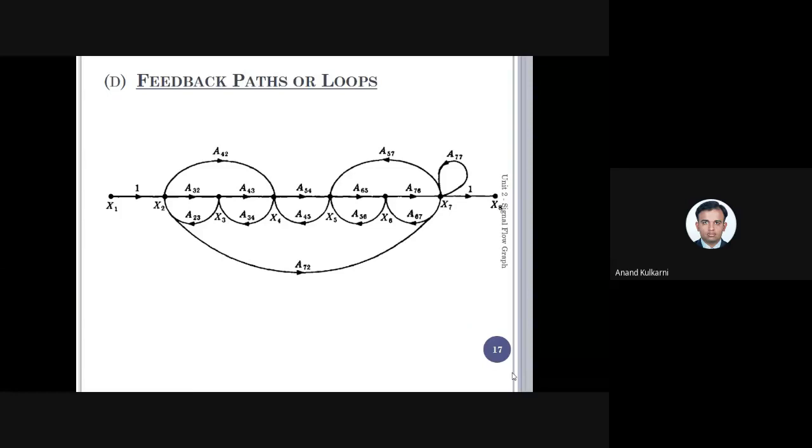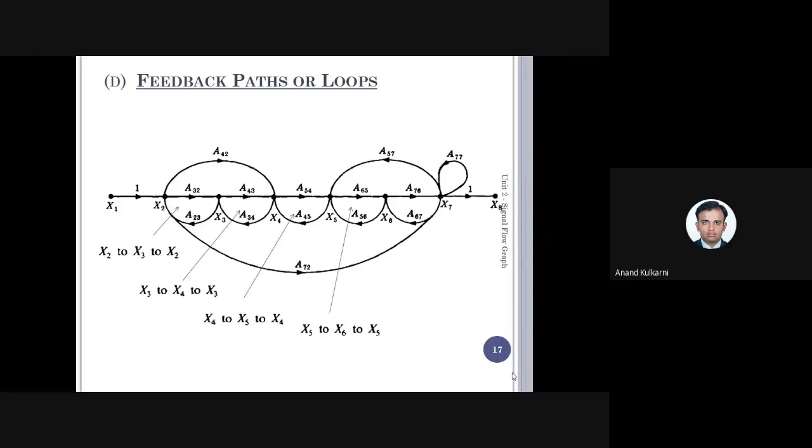So as I've told, this is the second loop, this is the third loop, this is the fourth loop, this is the fifth loop, this is the sixth loop. Now that is not the end. There are a few other loops. Can anybody tell me which is the one more loop? Now see here, just observe here. If you just observe x5, x7, x5 to x.